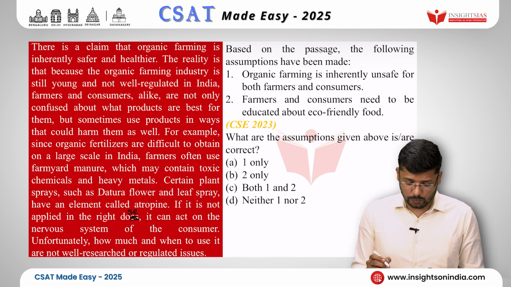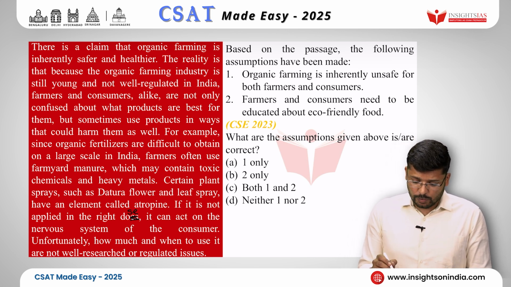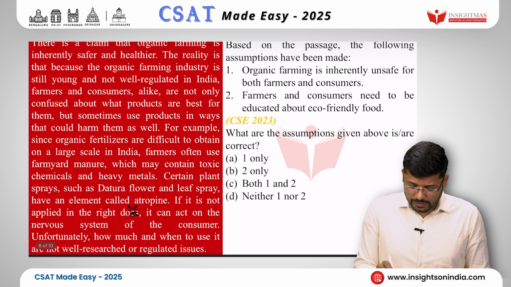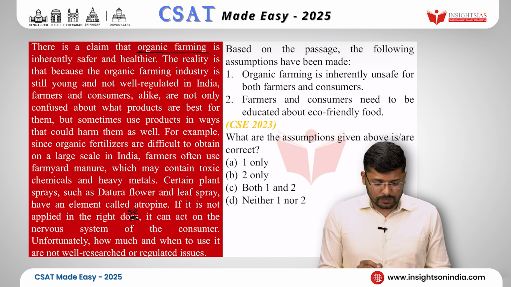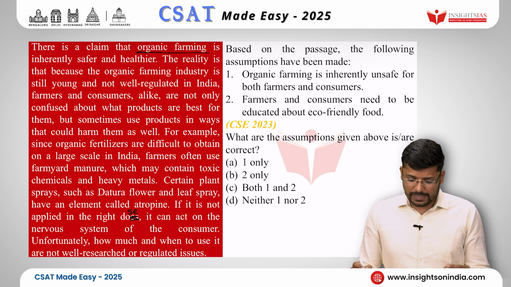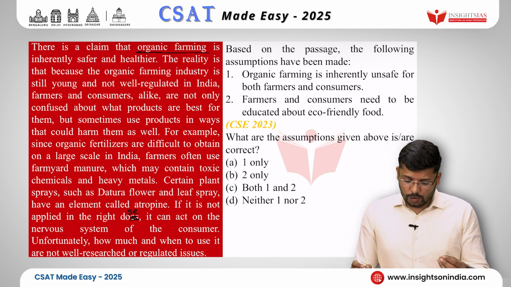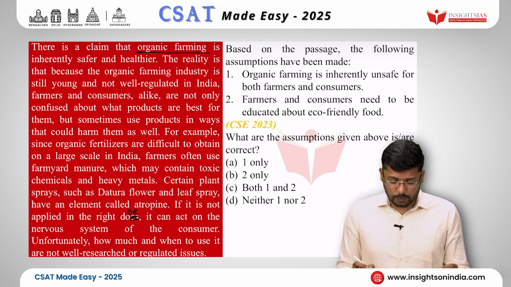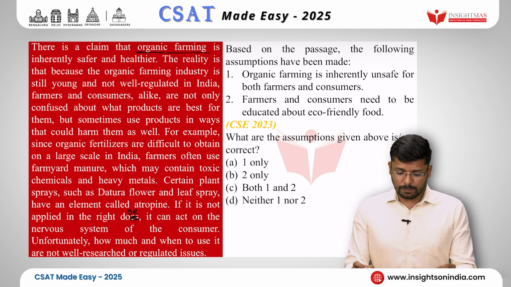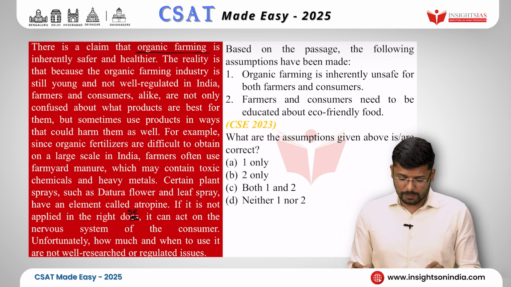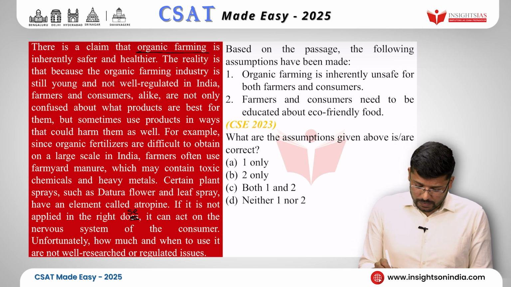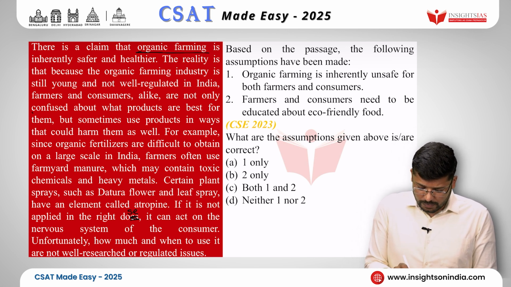Okay, we will underline the words now. There is a claim that organic farming is inherently safer. I will underline organic farming. The reality is that because the organic farming industry is still young and not well regulated in India, farmers and consumers alike are not only confused about what products are best for them, but sometimes use products in a way that could harm them. Here I will underline confused and harm.